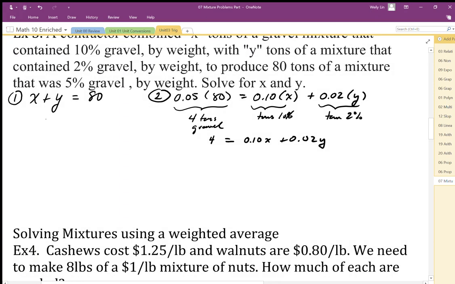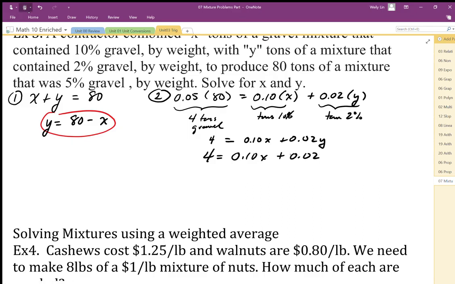Now we want to get rid of one of these variables, so we're going to use this other equation here. And maybe we'll just get rid of the y. So we'll isolate the y and plug that into our system of equations. So we end up with 4 is equal to 0.10x plus 0.02, and instead of y, I'm going to replace that with an x expression, 80 minus x. And there we have our equation with one variable. We can go ahead and solve this.